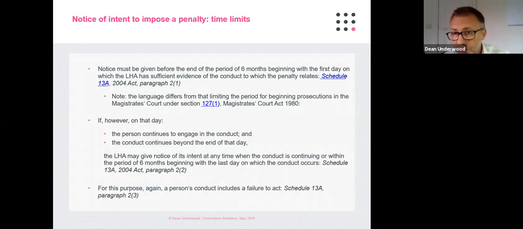The language of section 127(1) of the Magistrates' Court Act requires in essence that an information be laid, essentially a prosecution begun, within 6 months from the date when the offence occurred or the matter of complaint arose. Now, ultimately, in respect of many of these offences, the prescribed offences under the 2004 Act, the difference in language may not make a difference because some of them have been held to be continuing offences.